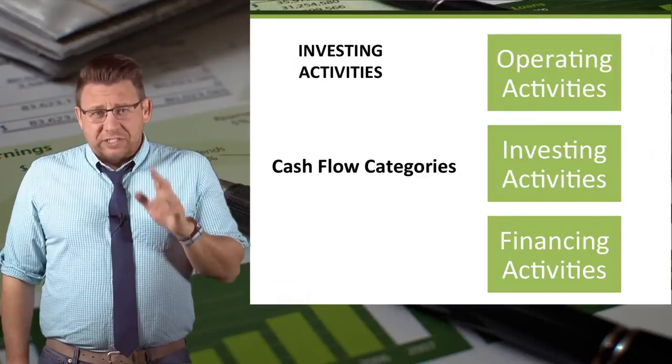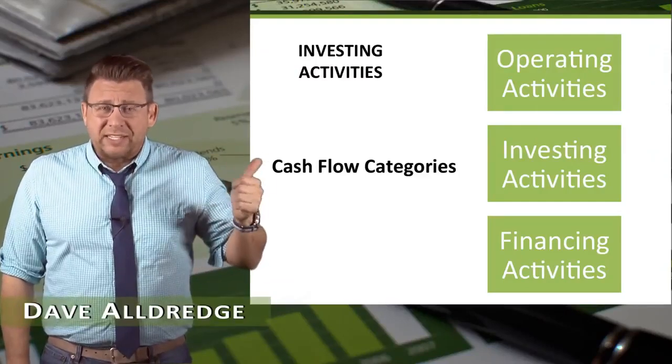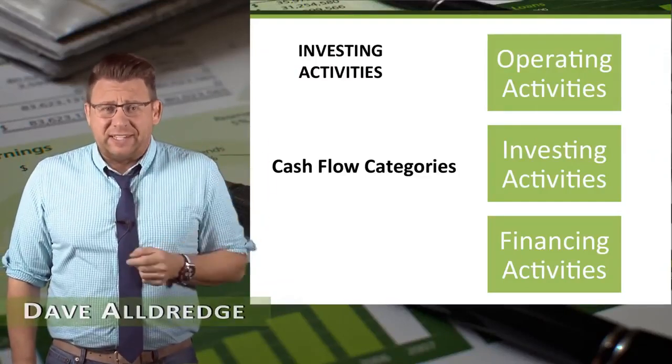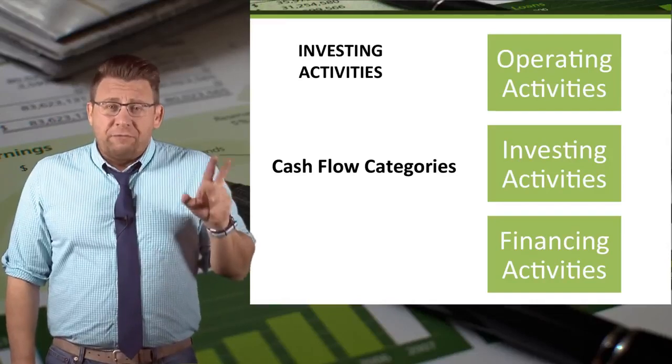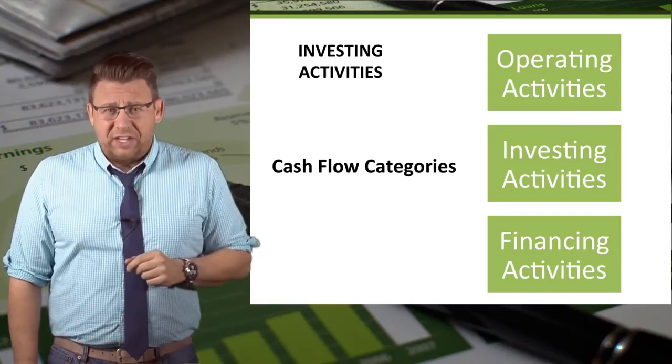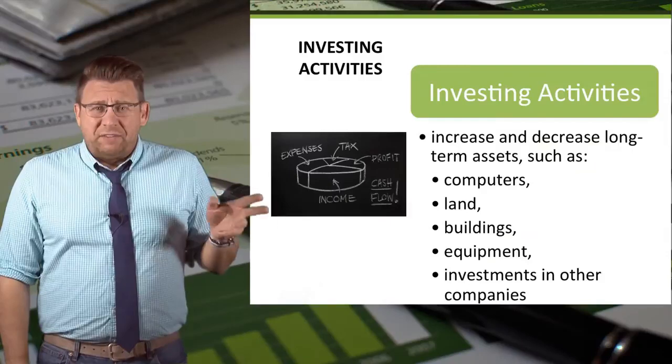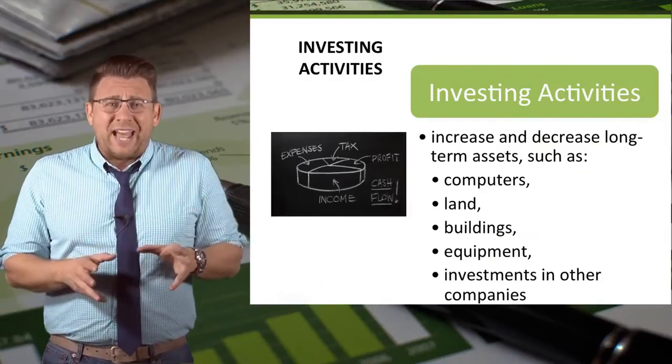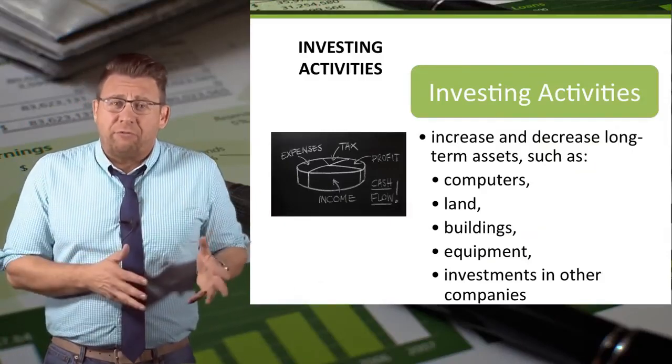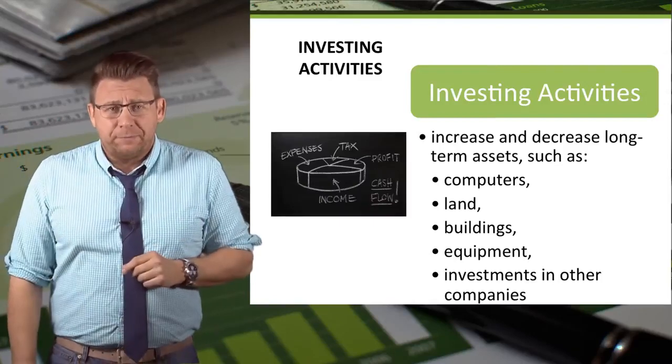The statement of cash flows is divided into three categories: operating activities, investing activities, and financing activities. This video will focus on the investing activities section. Investing activities relate to transactions affecting cash inflows and outflows for long-term assets.